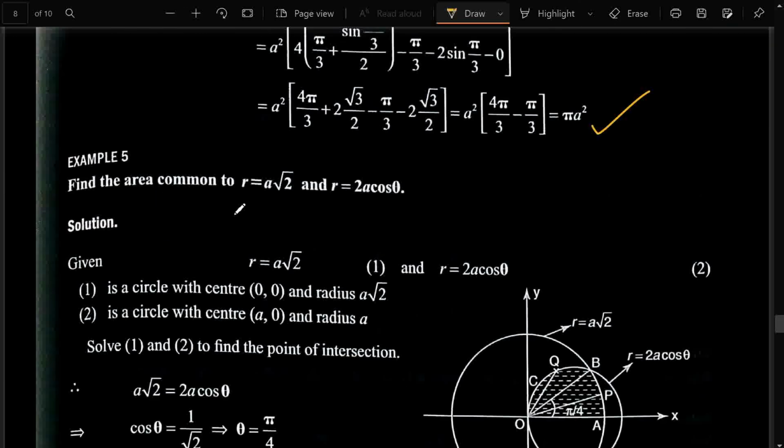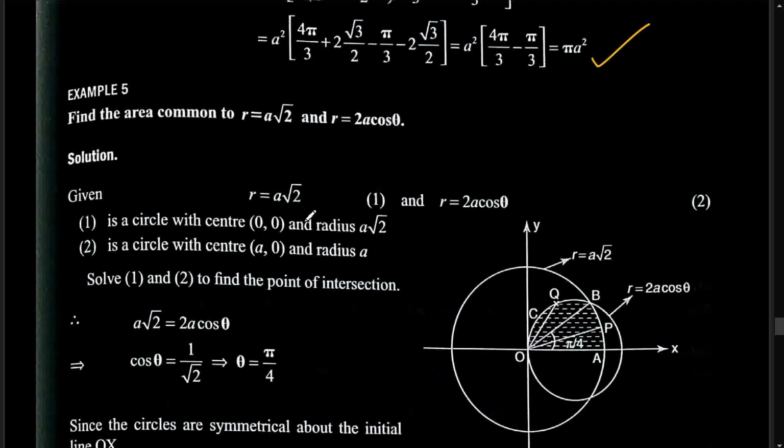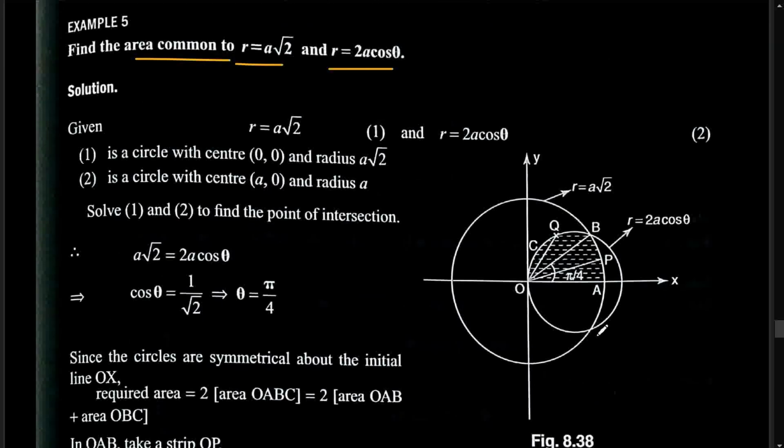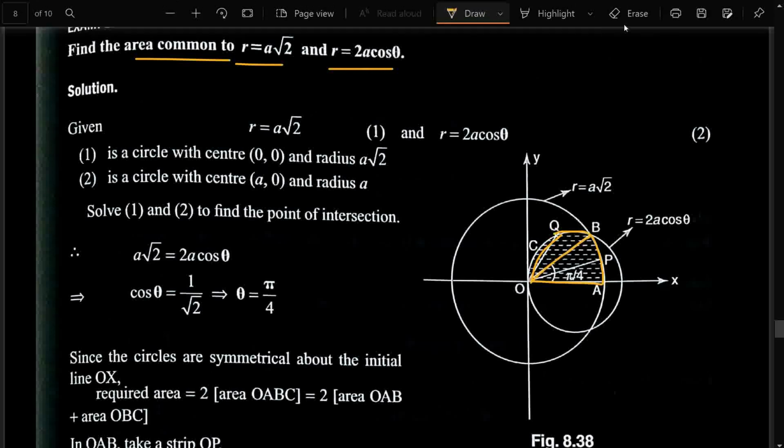And now find the area common to r is equal to a root 2 and r is equal to 2a cos theta. So find the area common to, so r is equal to a root 2 is a circle and r is equal to 2a cos theta is also a circle. So by graphing it, we used to get this as a common area. But here two double integrals are needed, because if you look at this line, from this line the equation of a circle gets changed. Let me show you.